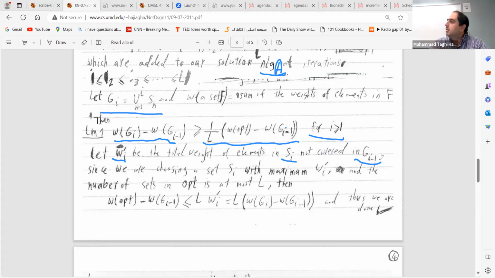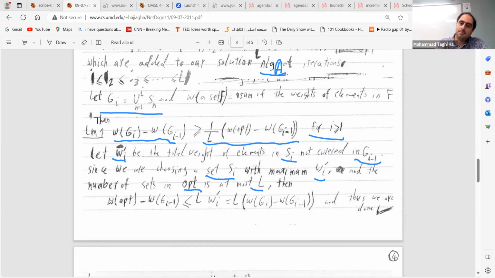So, W prime of I essentially is the total weight of elements which are uncovered. If all the weights are 1, that would be the sum of them. We are choosing a set SI with maximum W prime. And the number of sets in opt is also at most L. Optimum also selects L sets. And again, we don't have any cost here, so we are only talking about the number of sets.